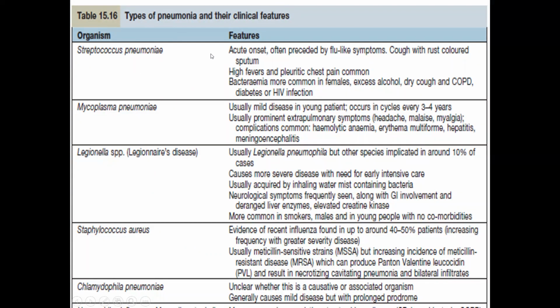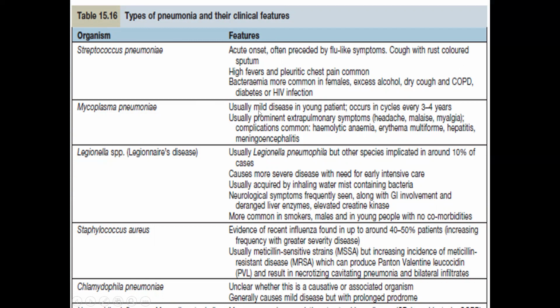About Streptococcus pneumoniae, what are you going to see? The patient will present with acute onset, often preceded by flu-like symptoms, cough, and rust-colored sputum. High fevers and pleuritic chest pain are common. Bacteremia is more common in females. Risk factors include excess alcohol, COPD, diabetes, or HIV infection.